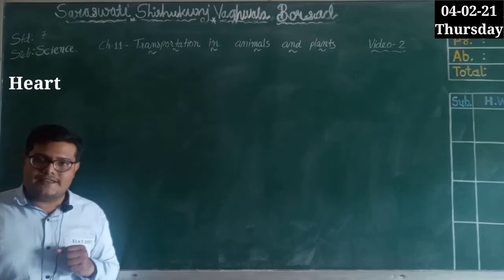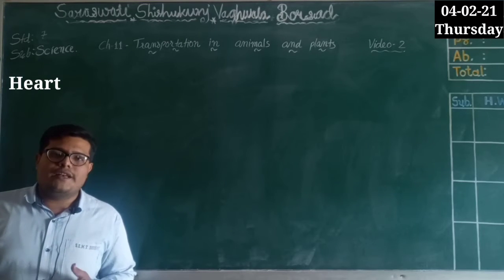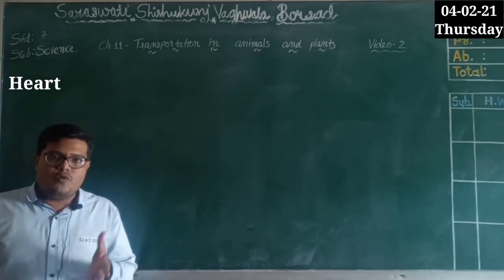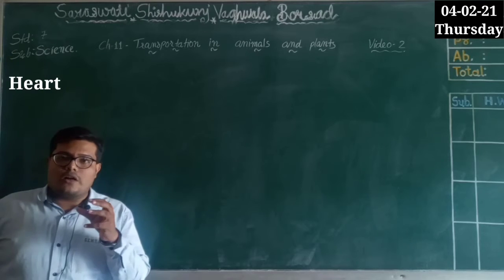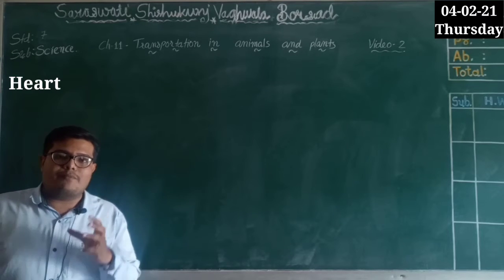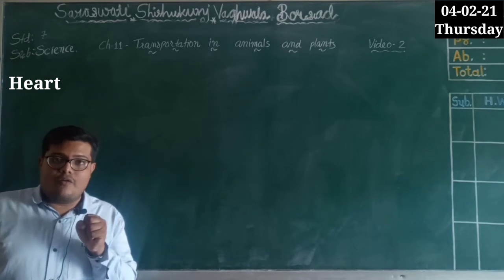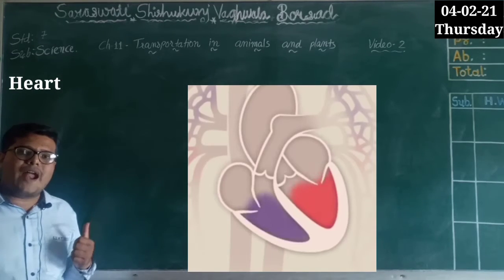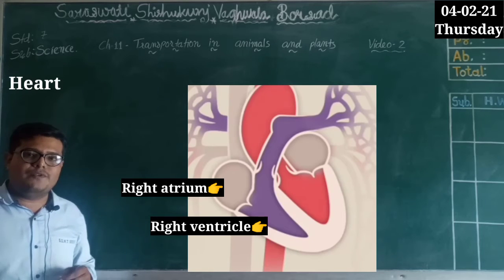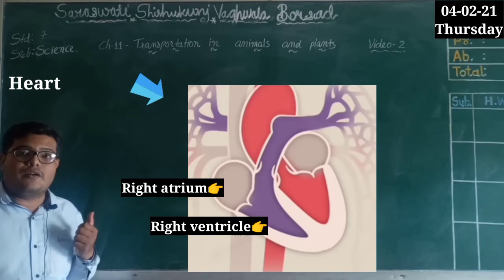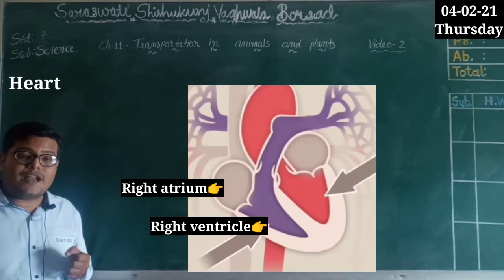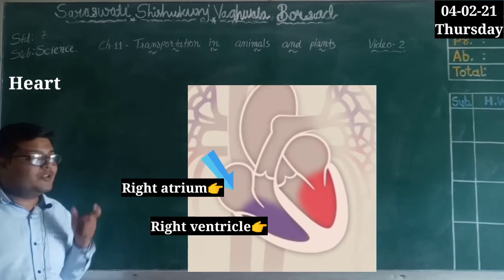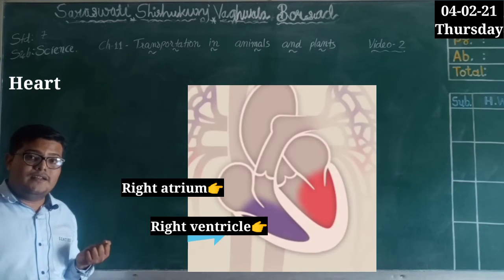Now let's talk about the right side chambers. As you know, our body requires oxygen rich blood, so from the heart the oxygen rich blood will flow into the body, but carbon dioxide rich blood which is carried by the veins will reach the heart. How will it reach the heart? The top right side atrium is connected with the main vein, which is the vena cava. This vena cava collects the carbon dioxide rich blood and adds it into the right side atrium. From that right side atrium the blood will go into the right side ventricle.